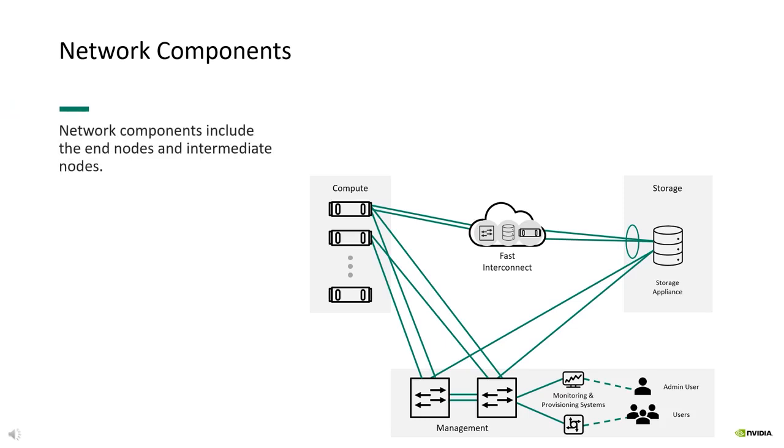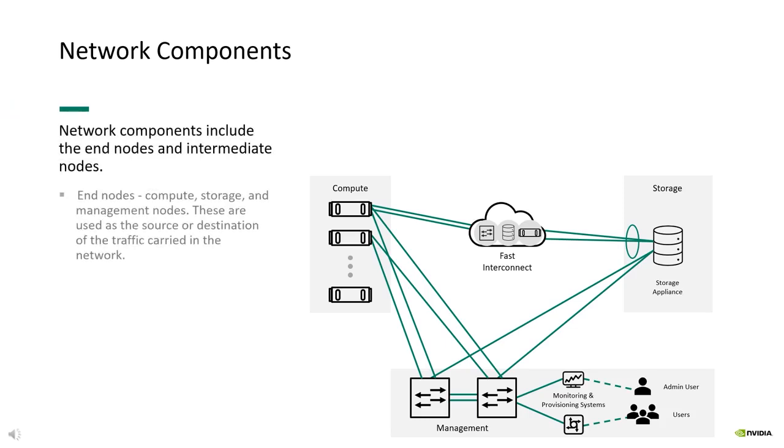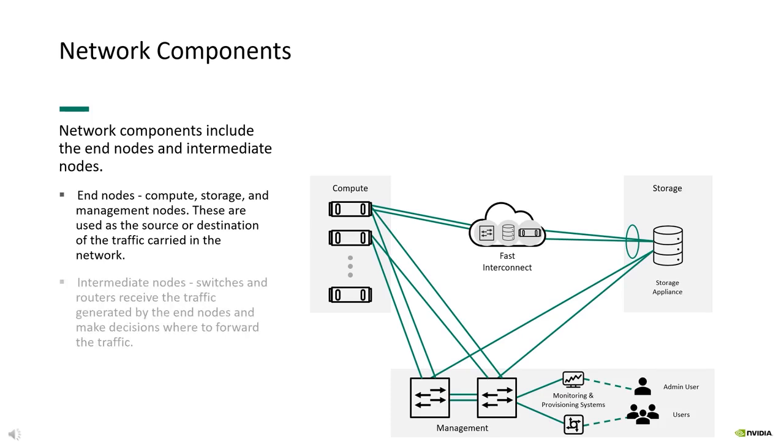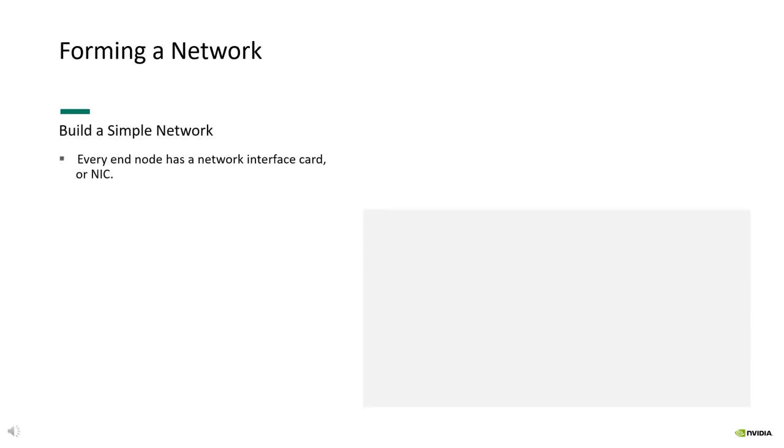Network components include the end nodes and intermediate nodes. The end nodes include compute, storage, and management nodes. These are the source or destination of the traffic carried in the network. The intermediate nodes, such as switches and routers, receive the traffic generated by the end nodes and make decisions as to where the traffic should be forwarded. Let's see how a simple network is formed.